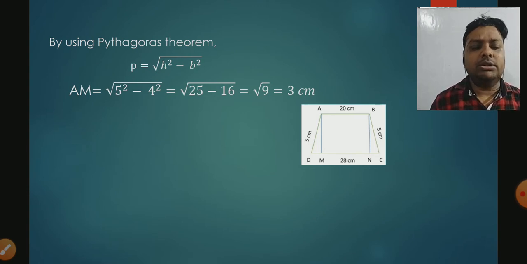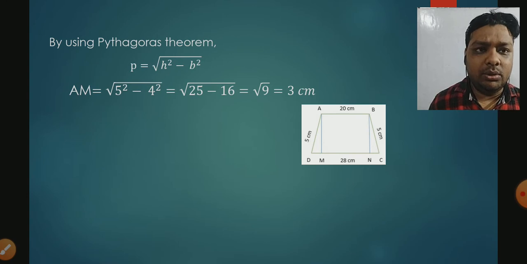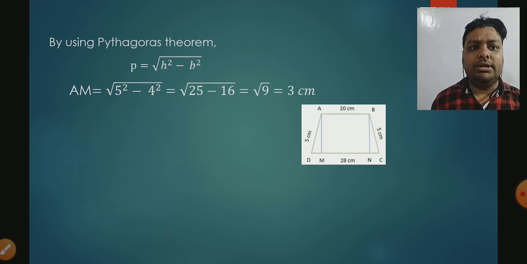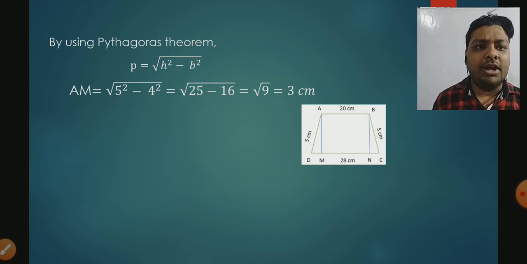So 5 square is 25, 4 square is 16, then 25 minus 16 is equal to under root 9. If we take the root of 9, we will get 3 centimeter. So 3 centimeter is the value of AM. It means we can say that it is also the height of this trapezium ABCD.